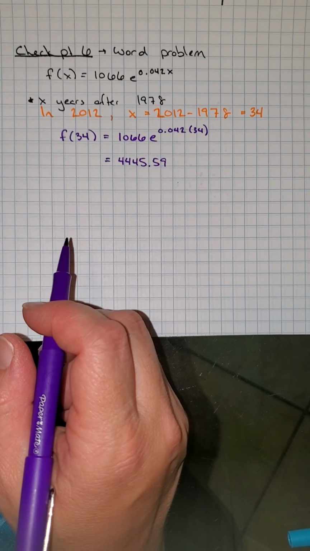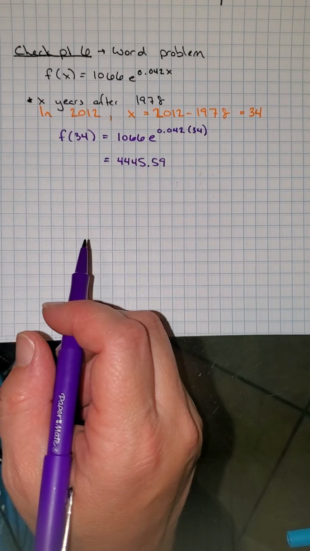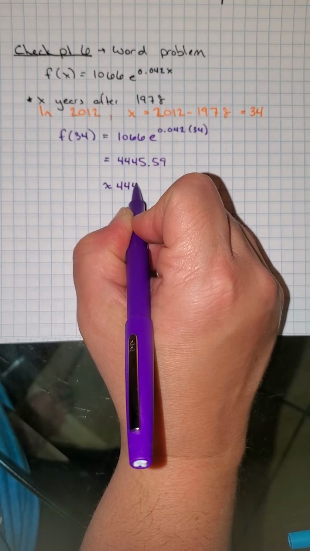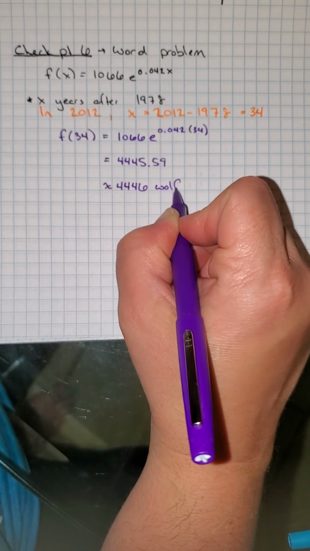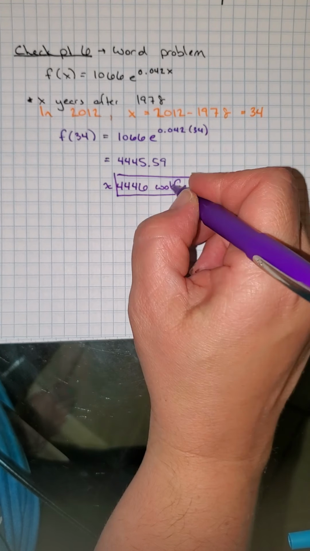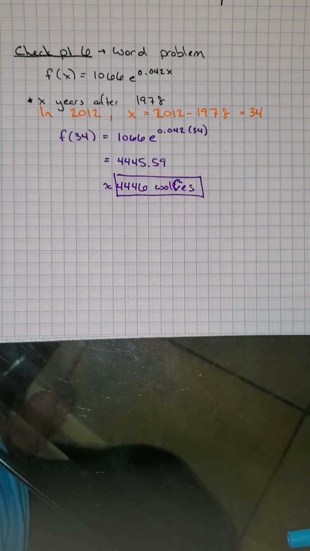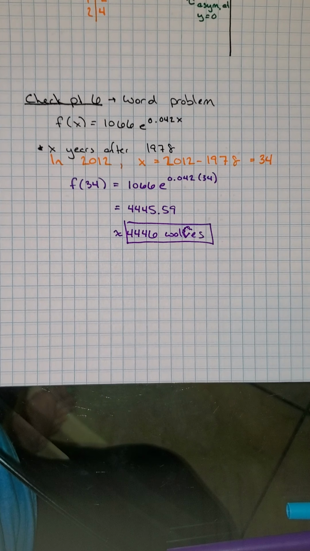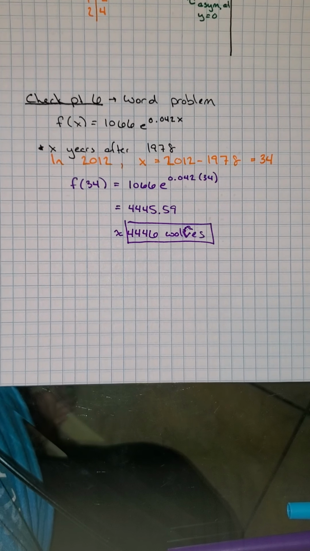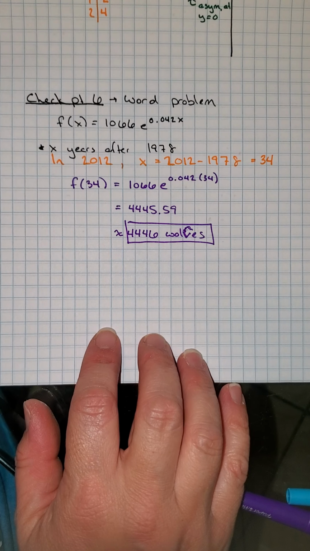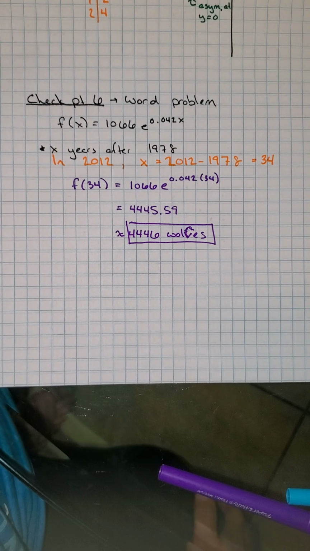So what's the question? Project the wolf population. So the wolf population is approximately 4,446 wolves. All right, so that's just making sure you know where E is on your calculator. Like I said, if you're using your cell phone, I can't show you on my cell phone because that's what I'm using to record. I'm not using Zoom or anything like that. Just make sure you know how to put it in, basically.